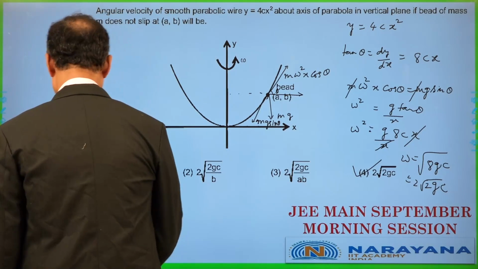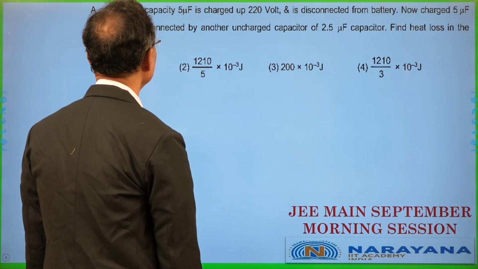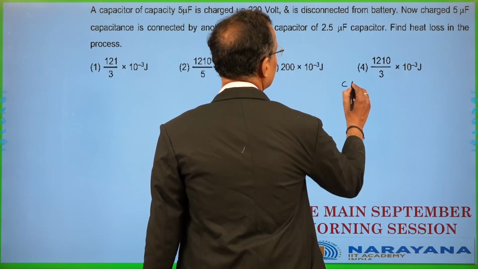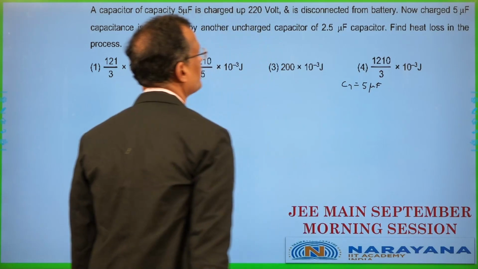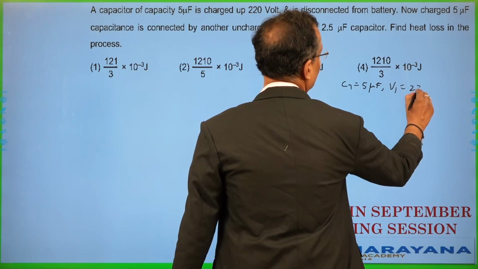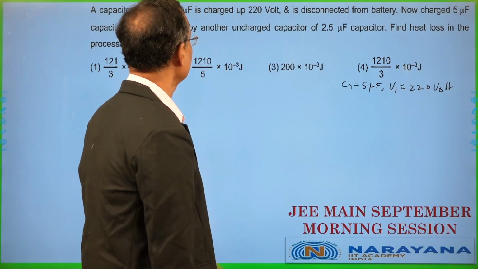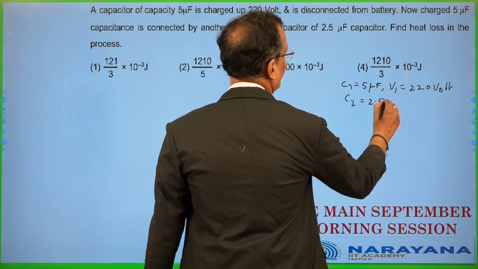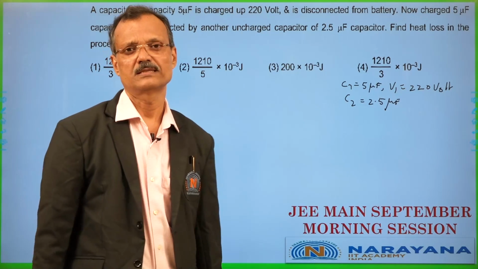Let us move now to the next problem. Now you have a capacitor of capacity 5 microfarad. C1 is 5 microfarad and it is charged to V1 equal to 220 volt, and now it is connected to an uncharged capacitor C2 of 2.5 microfarad. Find the heat loss in the process.